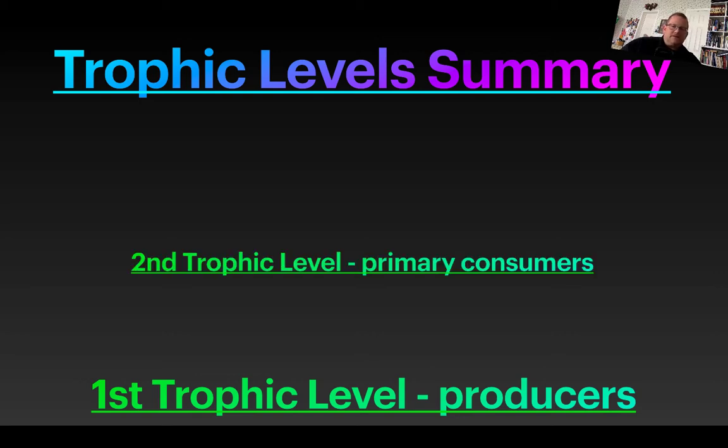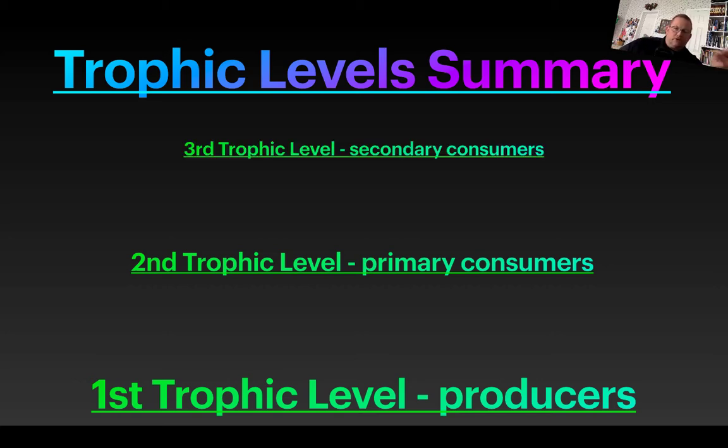Now, the second level are your primary consumers. That would be your vegetarians, your rabbits, your squirrels, your grasshoppers, that type of thing. You'll notice that the words are smaller. That's on purpose, because there are more first trophic level organisms than there are second trophic level organisms. So you got more animals down here at the bottom than you do here in the middle.